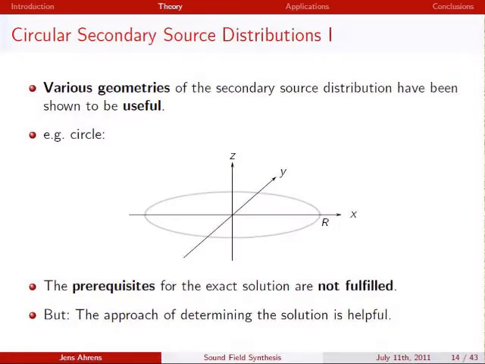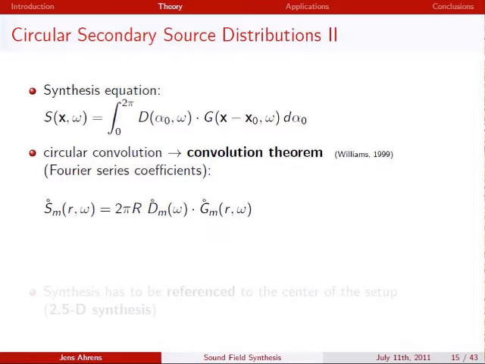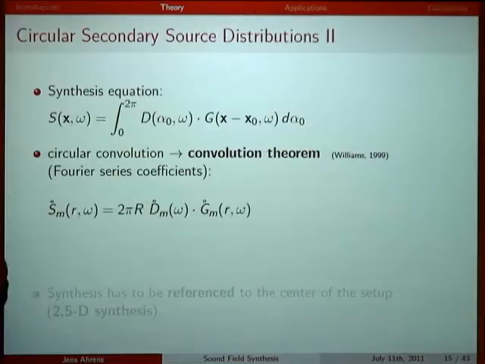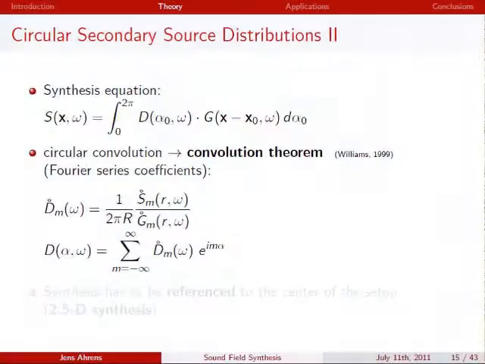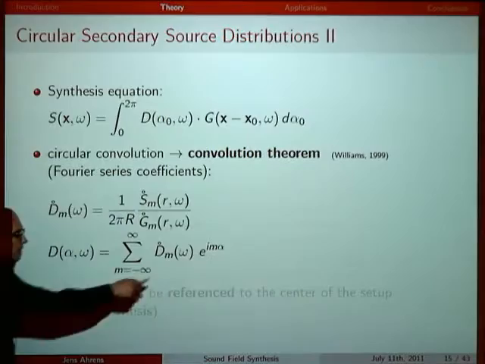In this case, the synthesis equation represents a circular integral over the azimuth. And in that case, you can interpret it as a convolution along the surface of a sphere and relate the Fourier series expansion coefficients, which are the coefficients of a different type of orthogonal expansion of the sound field. And then again, you can solve it for the driving signal. And if there's no zero here, you can reconstruct the driving function. These are the basis functions in this case.